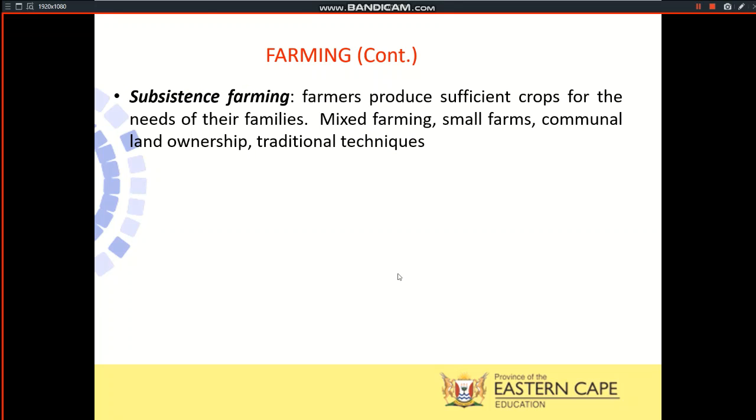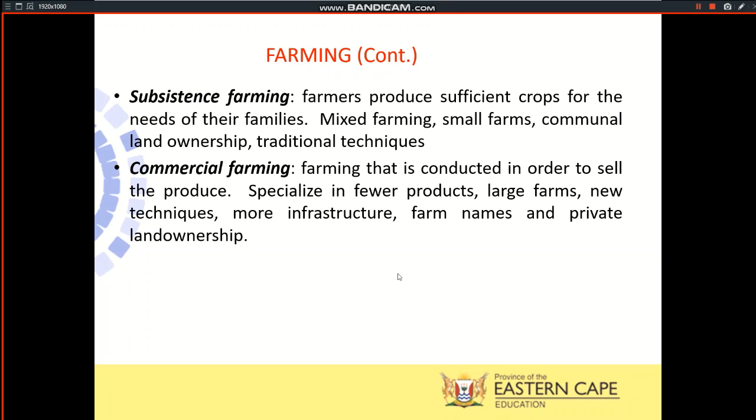Then subsistence farming. Let us look at it closely. It's farmers who produce sufficient crops for the needs of their families only. Usually mixed farming, in other words, they plant a variety of crops, and that is why they use every piece of land. And it's usually small farms. There's usually communal land ownership, and traditional techniques are used. These are the characteristics of subsistence farming.